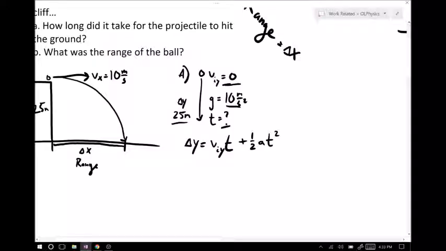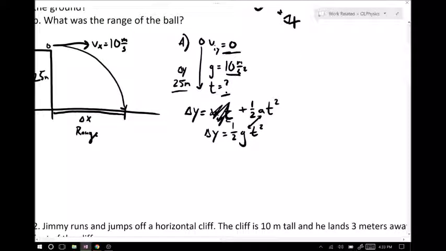However, your initial velocity is 0, so this just cancels out, and you're left with just this. Our acceleration is really just gravity, so I'll put g instead of a, and we have our t squared. Now we need to solve for t. If we do some algebra, we multiply both sides by 2, that cancels that out, then divide both sides by g, and then finally we square root everything. So what we end up with is t equals the square root of 2 change in y divided by gravity.